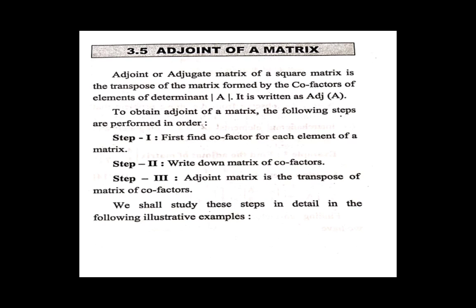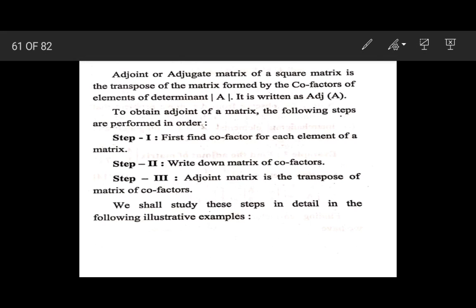Okay, now after finding the cofactor, the next concept is the adjoint. To find the adjoint, the steps are: first, find the cofactors for each element of a matrix. Then you have to write down the cofactor matrix, and this cofactor matrix, suppose we are going to denote it by P.